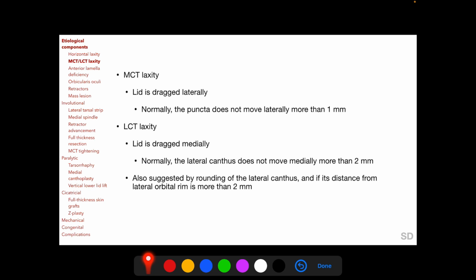To detect medial canthal tendon laxity, the lid is dragged laterally, and normally the puncta does not move laterally more than 1 mm. And to detect lateral canthal tendon laxity, the lid is dragged medially, and normally the lateral canthus does not move medially more than 2 mm. Lateral canthal tendon laxity is also suggested by rounding of the lateral canthus, and when the distance of the lateral canthus from the lateral orbital rim is more than 2 mm.